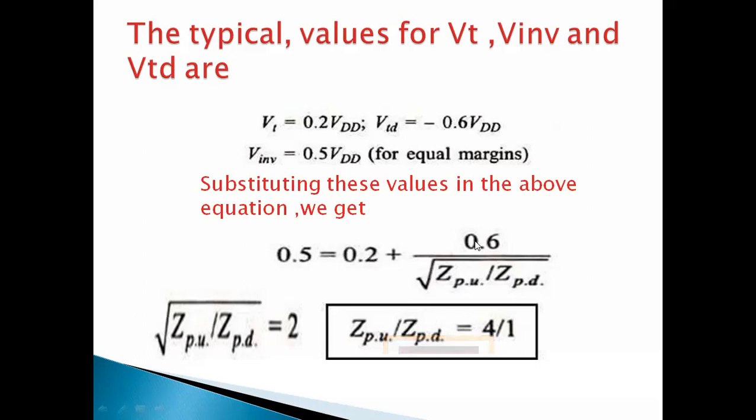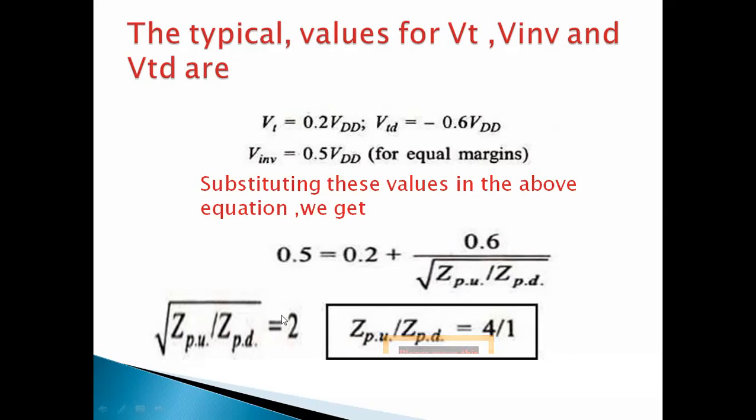0.3 equal to 0.6 divided by root of Zpu by Zpd. We need the expression for Zpu to Zpd. For that, make the numerator the denominator and the denominator the numerator. Just 0.6 divided by 0.3, which is equal to 2. That is, Zpu by Zpd equal to 2.